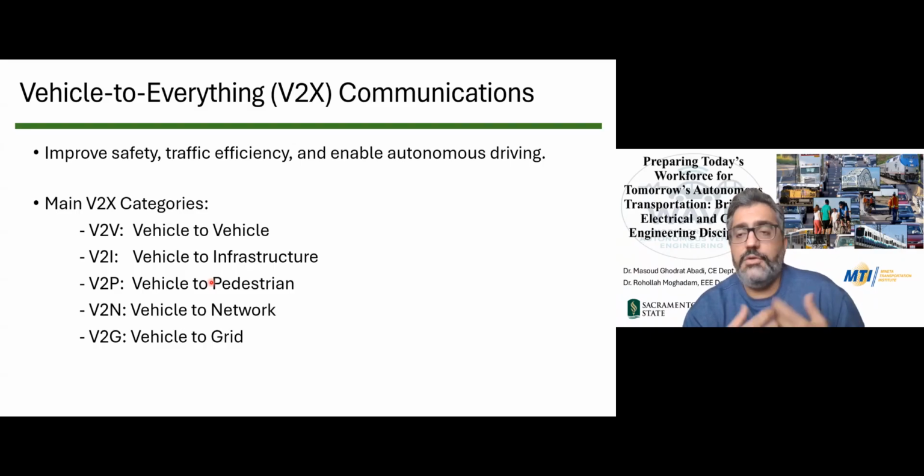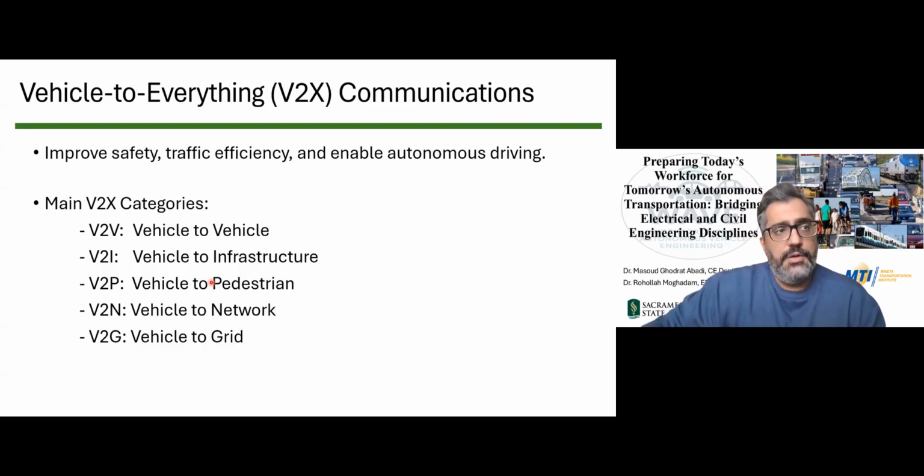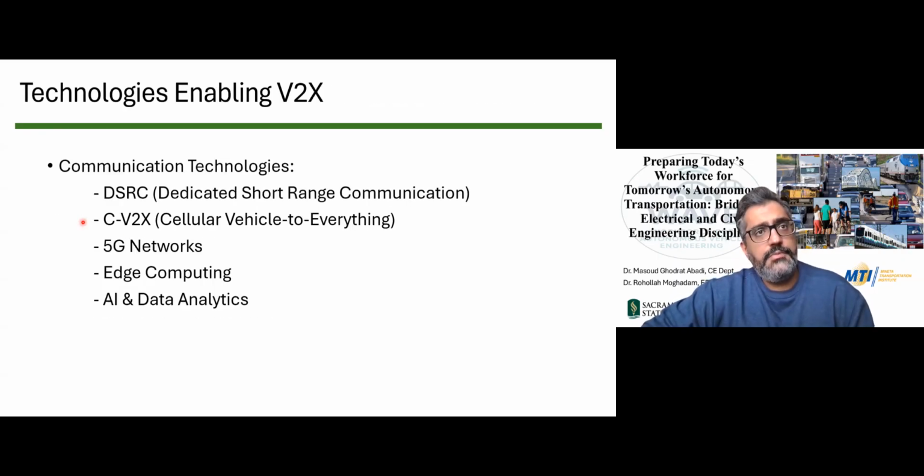Vehicle to network, vehicle to grid. If you're driving an electric vehicle, EV, how will it communicate with the power grid to optimize your performance? This is another thing to consider. Mostly, when we talk about autonomous vehicles, I believe these first three, vehicle to vehicle, vehicle to infrastructure, and vehicle to pedestrian, are the topics that we have to focus on.